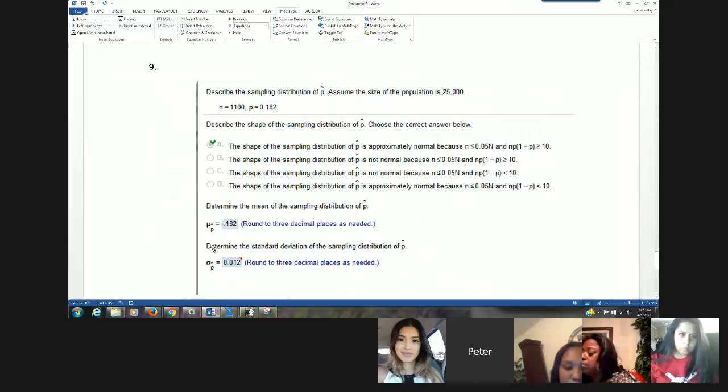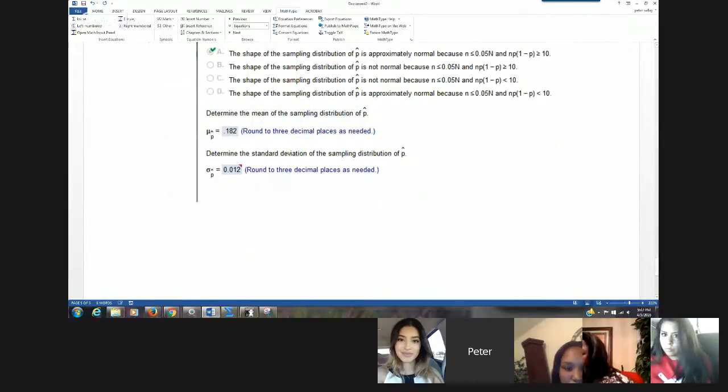Now the standard deviation is going to change. Let me come back up here real quick. Describe the shape. The shape is going to be approximately normal because our sample size is less than 5% of the population, and the sample size condition of np times 1 minus p, which I just call nq, is greater than or equal to 10. So it satisfies those conditions. The question is, how do I get the standard deviation of p hat?